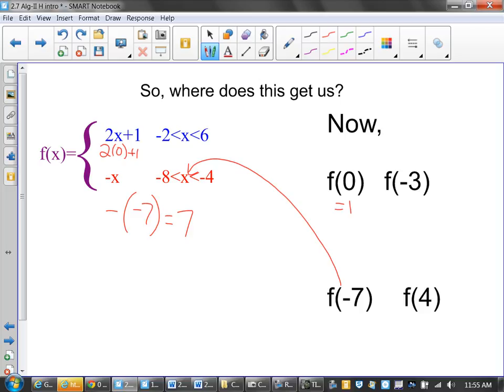F of -3. Does that fit in any of my domain? Actually, no. It's undefined. It's not in my domain. Does -3 fit in here? No. Does -3 fit in here? No. So I can't do it. I can't generate anything. All right? F of 4, which one did that go to? Blue. Goes to the blue one. Goes to the one up on top. You get 2 times 4 plus 1. 9. You okay on that?